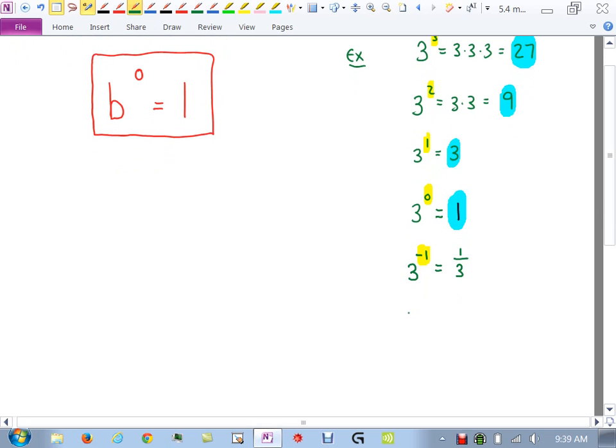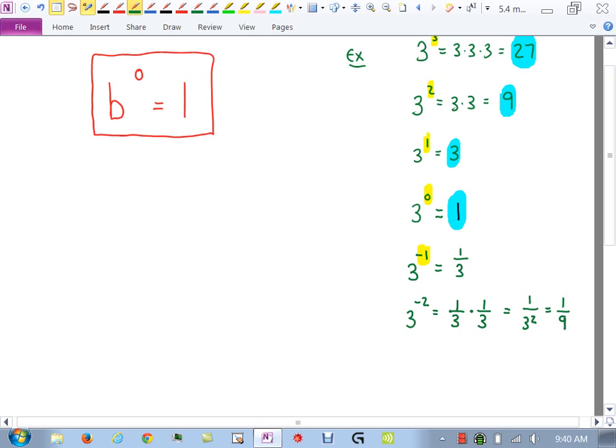What do you think 3 to the negative 2 would be then? Well, don't I divide that by 3 again? Right? So what's 1/3 divided by 3? It's the same as multiplying by the reciprocal. In other words, you get another 3 on the bottom. So what would 1/3 times 1/3 be? 1/9, right? I'm going to write it this way, though: 1 over 3 squared, which is 1/9.